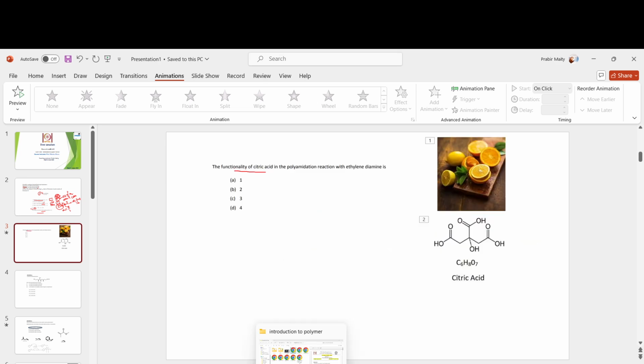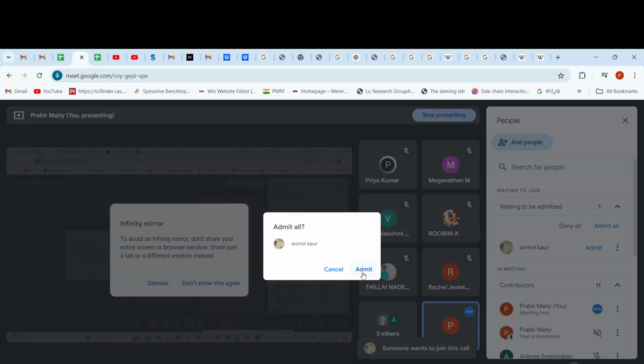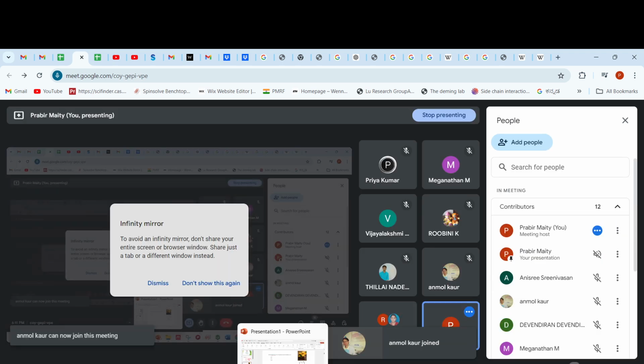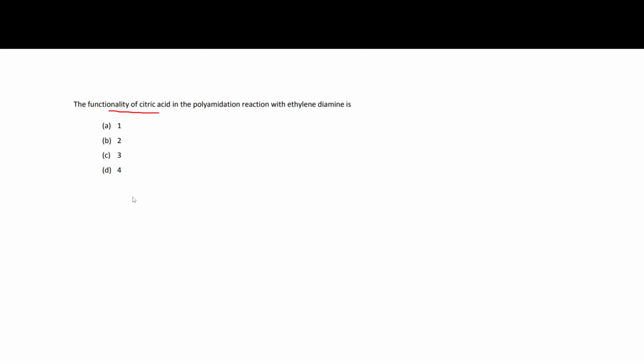Regarding this type of question, we first have to solve the functionality of citric acid in the polymerization reaction with ethylene diamine. Any condensation polymerization needs two functional groups: one is acid and the other is amine.